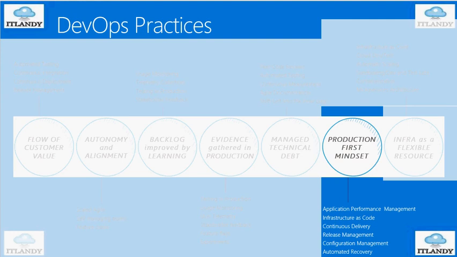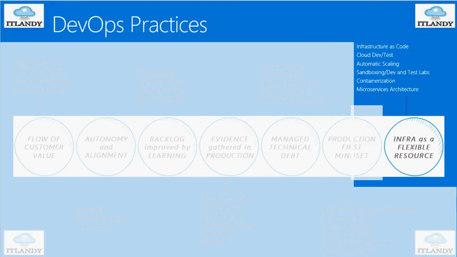And then the last part is the extra flexible resource. Again, this is improving sandbox, test lab, microservices architecture. We use flexible infrastructure, especially around public cloud, and getting feedback and improving the service.